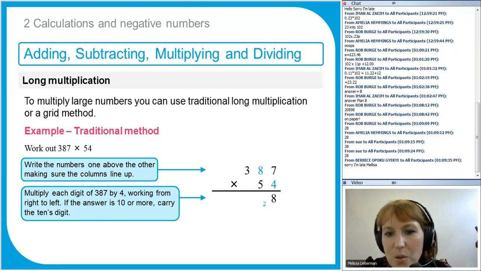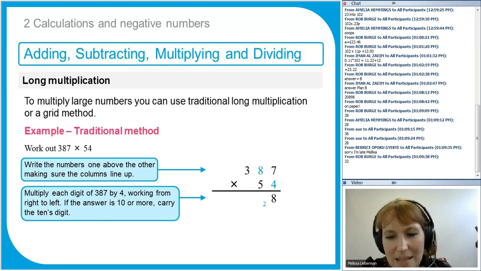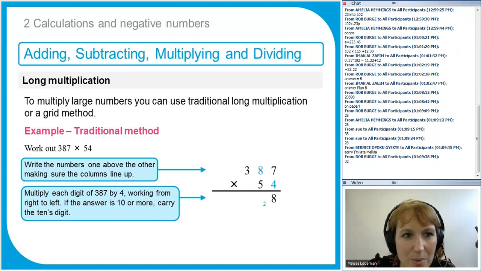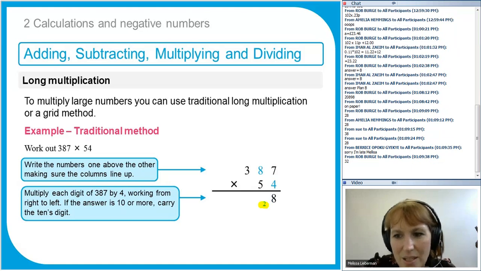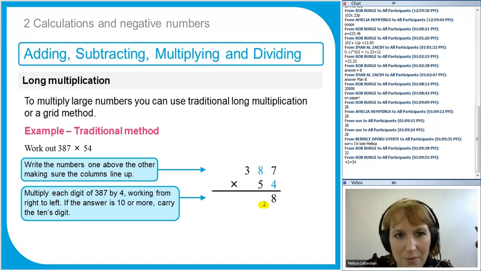Next step is to multiply 4 by 8. Don't worry about being late, I'll send you a link to the recording afterwards. 32, thank you. So 8 times 4 is 32. And then you need to add the 2. Let me just put my highlighter pen underneath that. I put everything in blue, but just to be clear. So we do 8 times 4, and then we add in the 2. So we've got 32 plus 2, 34.